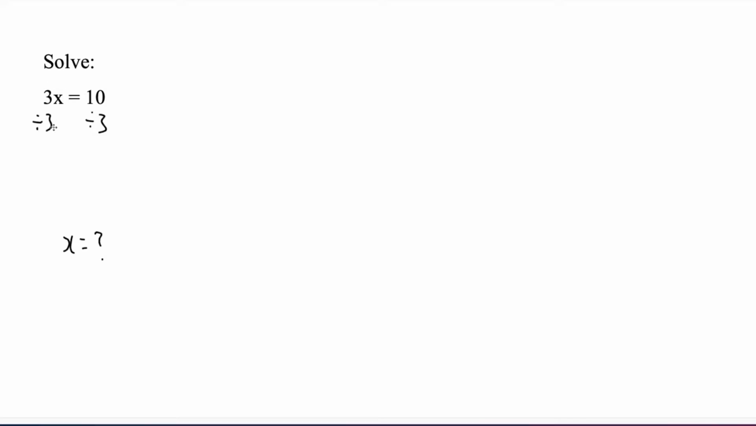So what is 3x divided by 3? 3x divided by 3 is x, right? Hopefully that's pretty straightforward. We write the equal sign. In the next step, we divide the 10 by the 3. So what's 10 divided by 3? Well, 3 doesn't go into 10, so we're just going to leave it as a fraction. 10 over 3. And there's your answer. x is equal to 10 over 3.